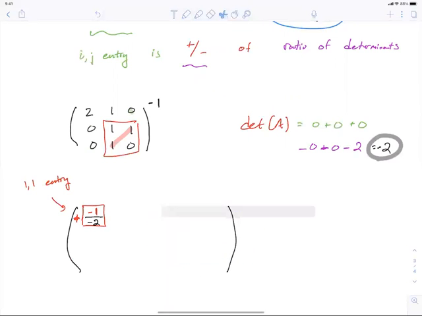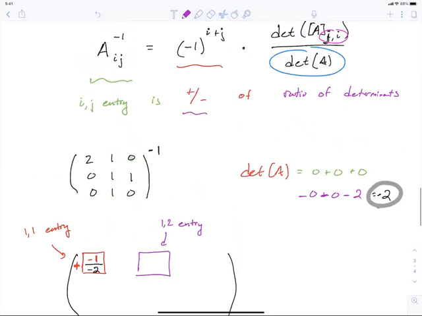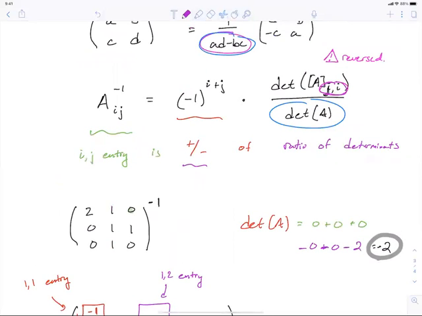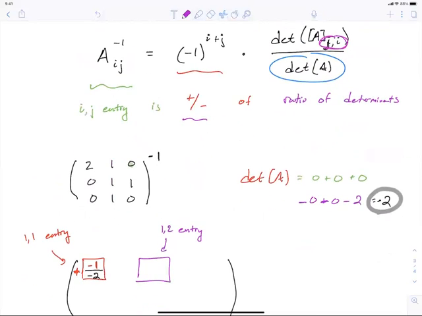All right, let's go to the next one. So now we're going to compute the next entry, and we're going to do something very similar here. So this one right here, this is the 1, 2 entry. Keep in mind, when we say 1, 2, that means the first row and the second column. But now when we compute the determinant, this is reversed. So what that means is we're going to compute the determinant not of the 1, 2 minor, but of the 2, 1 minor. We're going to temporarily delete the 2, 1 entry and its row and its column.